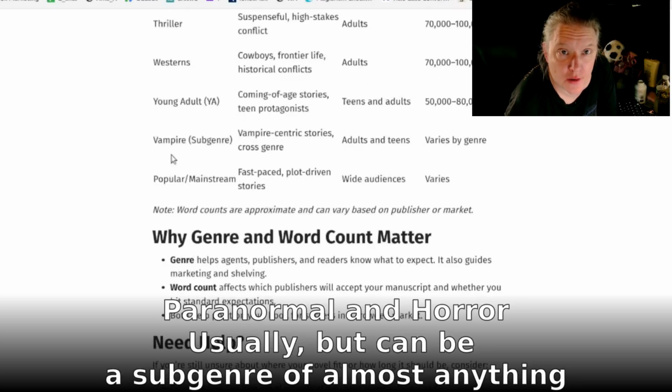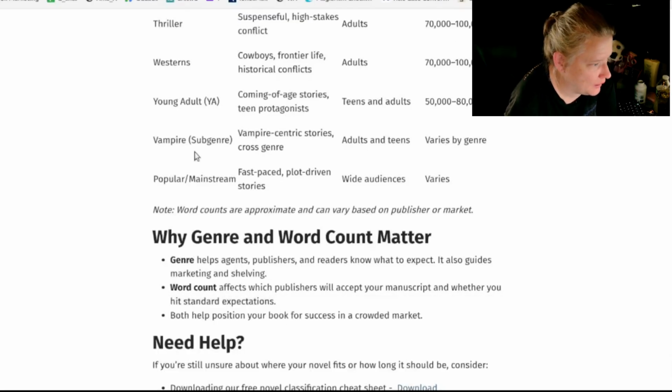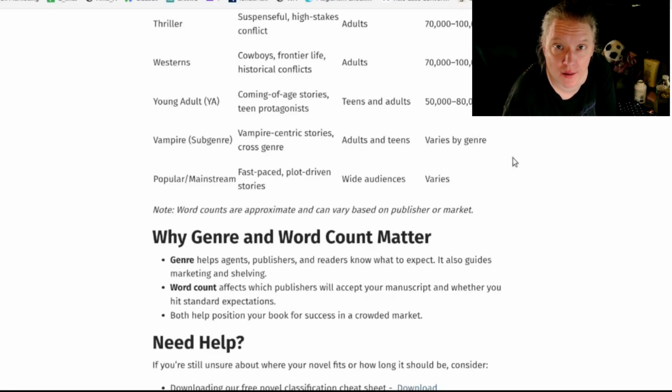Vampire is a subgenre of paranormal. These have vampires as main characters, or sometimes a vampire hunter might be the main character. Rarely a ghoul or some minion, but it could happen. Typically adults and teens, and the word count varies by the genre that it is.